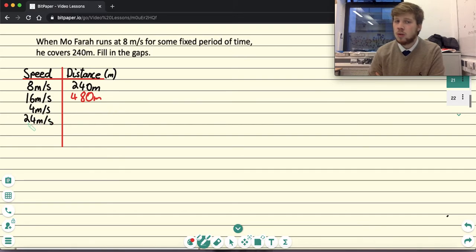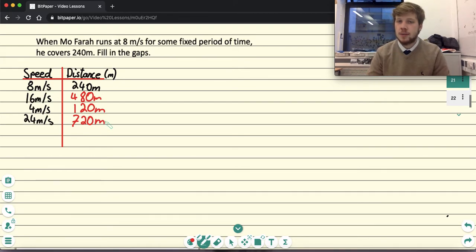I'd like to think about how far he is going to travel if his speed is halved. Because from 8 to 4 we halve it, so therefore the distance would halve. And lastly, from 8 to 24, what's the relationship? So what's going to happen to my distance? And hopefully we should have got an answer of 720 meters.